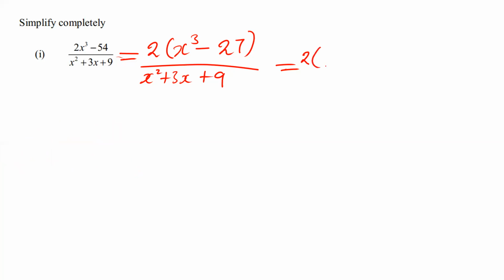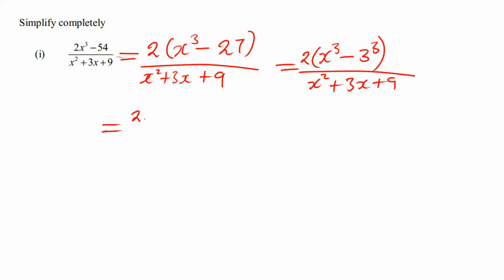So we have x cubed minus 27, which can also be written as 3 cubed. 3 times 3, the answer is 9. Times 3, the answer is 27. That's why I've written 3 to the power 3. Then down here, we'll still have x squared plus 3x plus 9. So when you look at the numerator there, this can be simplified further.